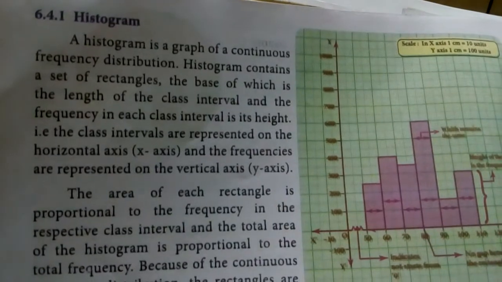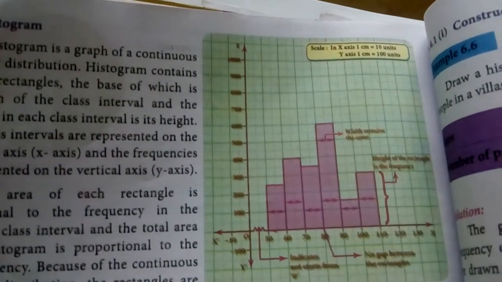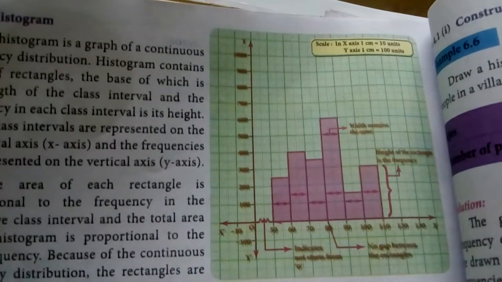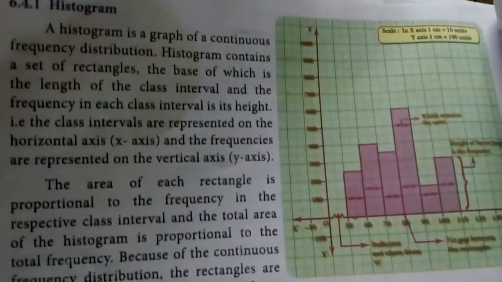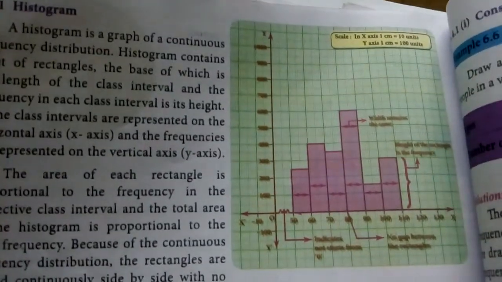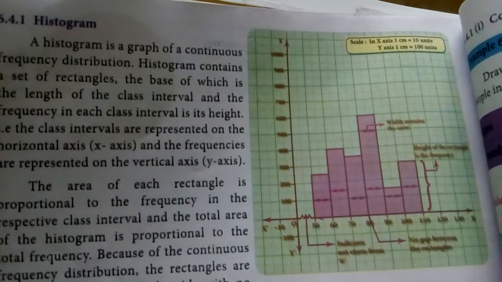Histogram is a group of a continuous frequency distribution. You can see in the diagram. This is a histogram. Okay, in a histogram there will not be any interval. It is a continuous process. So a histogram contains a set of rectangles. Here we can see that it is a rectangle. The bar has been given. It is in the form of a rectangle.